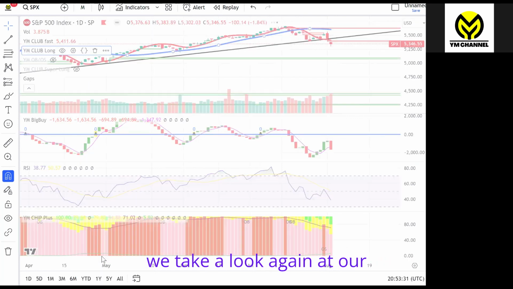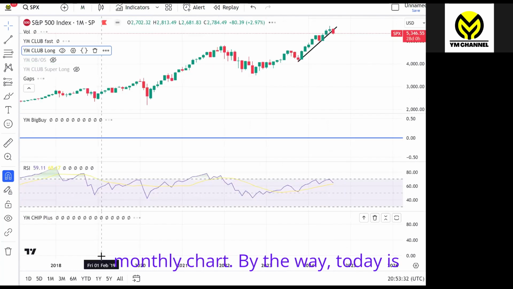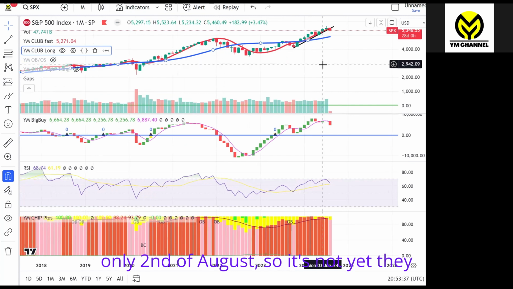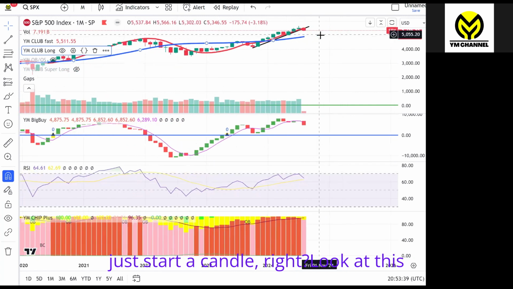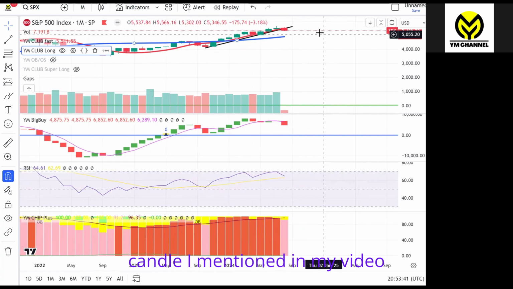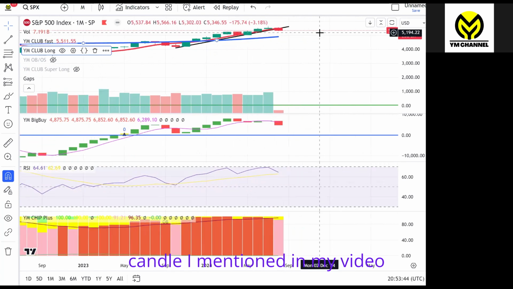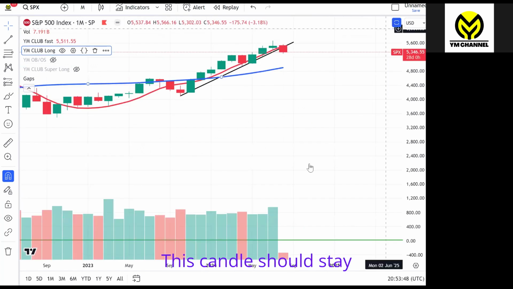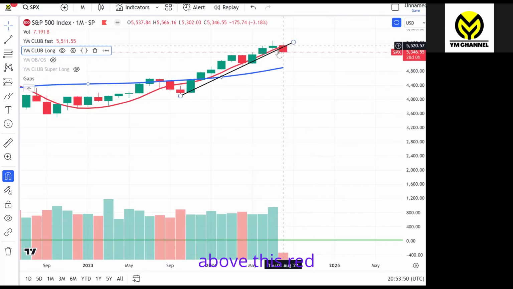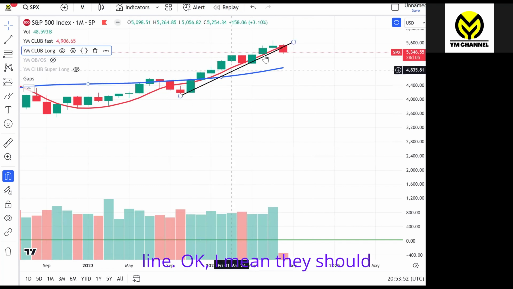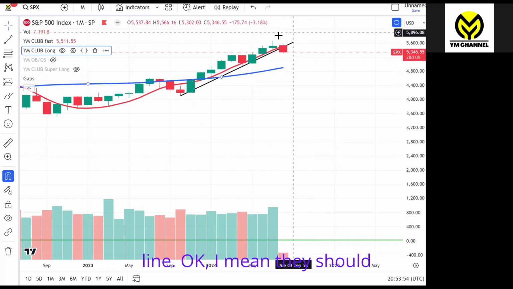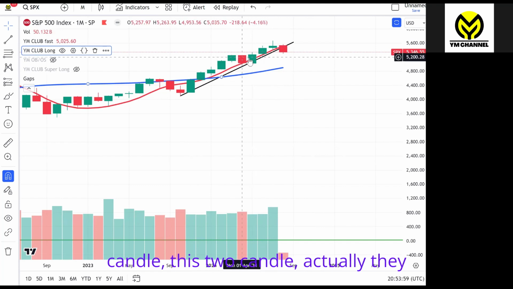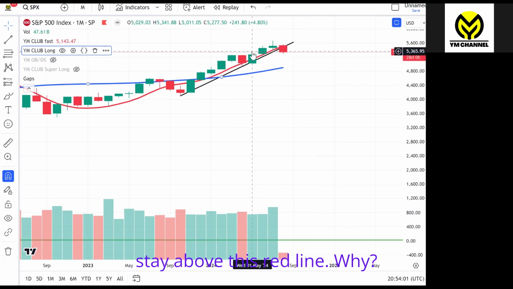So now we take a look again at our monthly chart. By the way, today is only the 2nd of August, so they just started the candle, right? Look at this candle. I mentioned in my video also, this candle should stay above this red line. I mean, they should close above this red line.